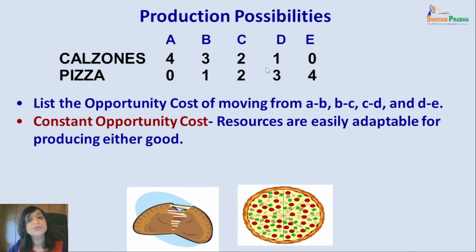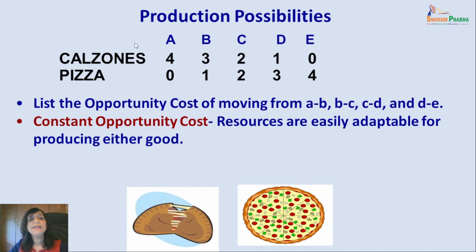Similar from C to D. Similar from D to E. This means that the opportunity cost remains constant in this case. That is, for 1 extra pizza, you are sacrificing 1 calzone all through your PPC. This is a situation of what we call constant opportunity cost.